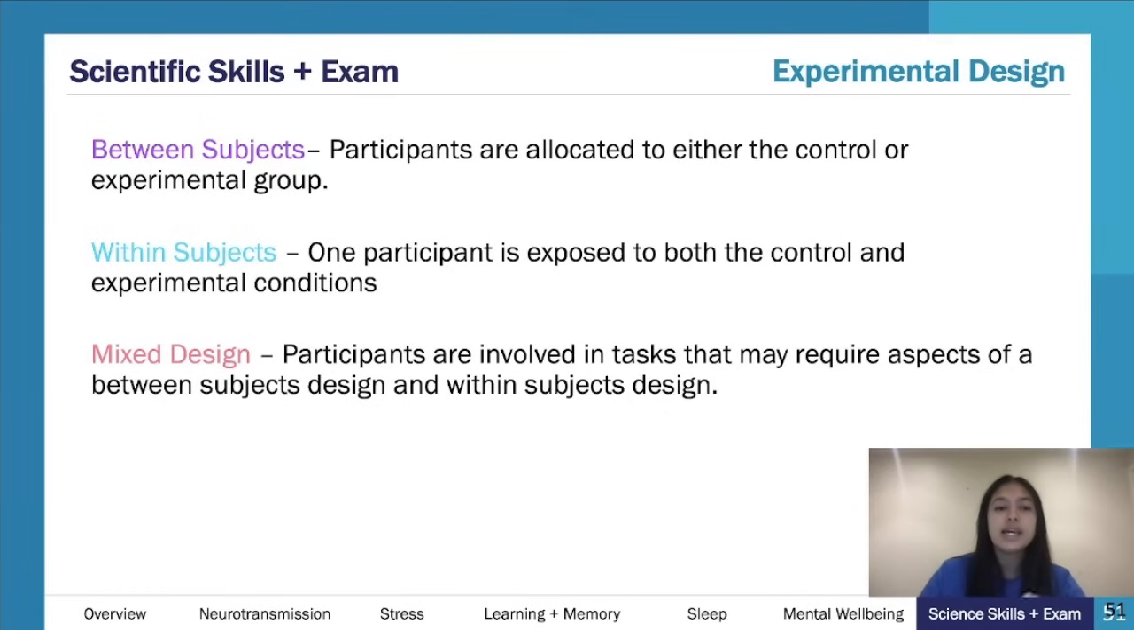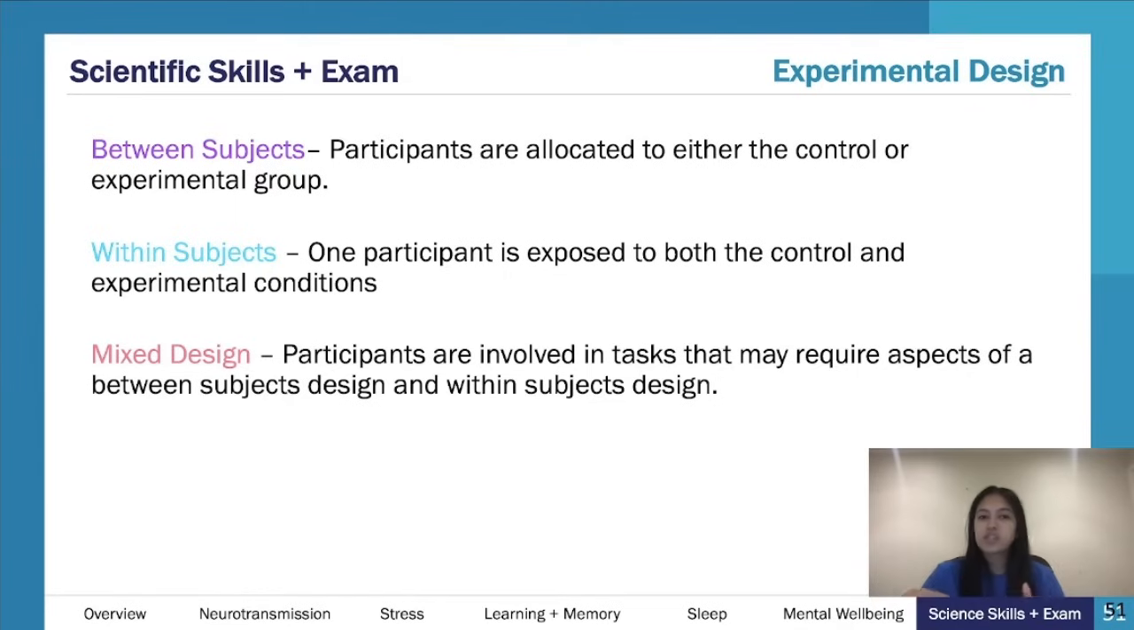Between subjects is when you have subjects that are allocated to different groups. So they're all in different conditions. They're all part of different trials almost. With your within subjects, you've got one group of participants and they're exposed to both the control and the experimental. So they're exposed to the group with the IV and without the IV.